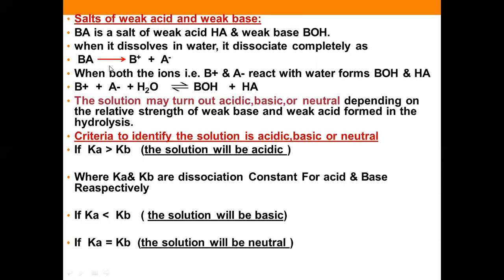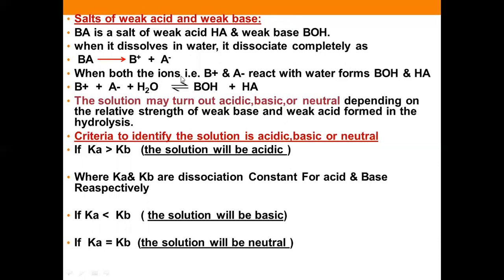Now next, salts of weak acid and weak base. What is the salt of weak acid and weak base? BA is a salt of weak acid HA and weak base BOH. Whenever this salt dissolves in water, it dissociates completely as BA dissociates completely into B plus and A minus.